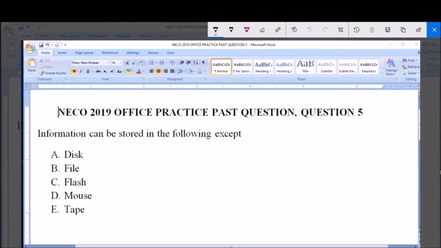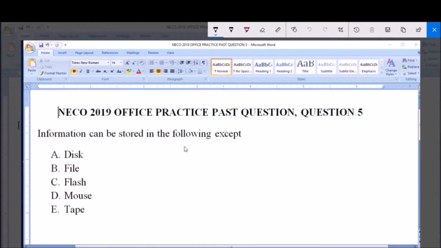Today I'm going to be answering NECO 2019 Office Practice Past Question 5. Information can be stored in the following except: A. Disk, B. File, C. Flash, D. Mouse, and E. Tape. So we have to pick an option which cannot be used to store information.